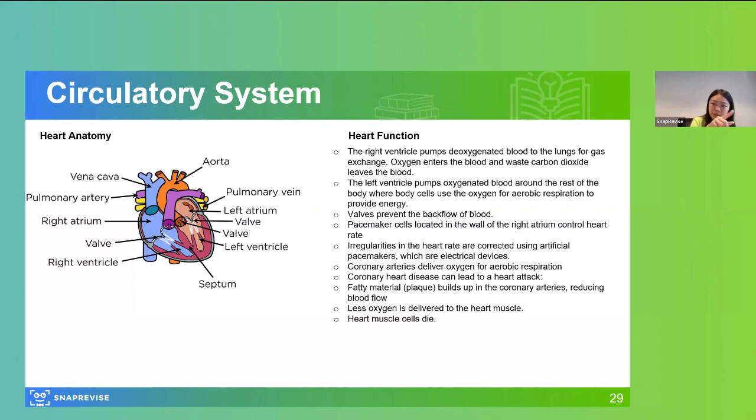The main parts are all labeled on the left there. I don't think I have to talk more on that. The function of the heart, we will go through step by step. It is a bit more complicated than that.